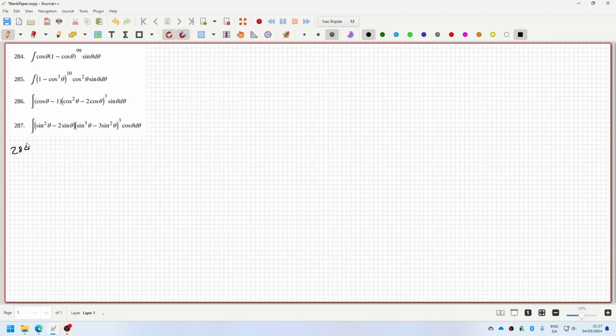284. What substitution would I like to use? I guess I would want to go with u equals cos theta, because that would mean du equals minus sine theta d theta. So minus du would be sine theta d theta. So the question would become u, 1 minus u power 99 du.